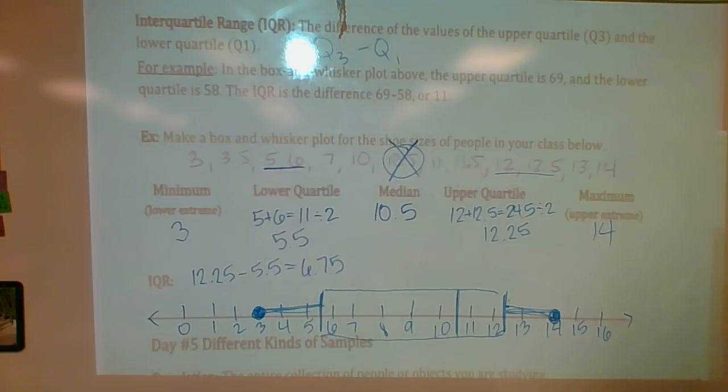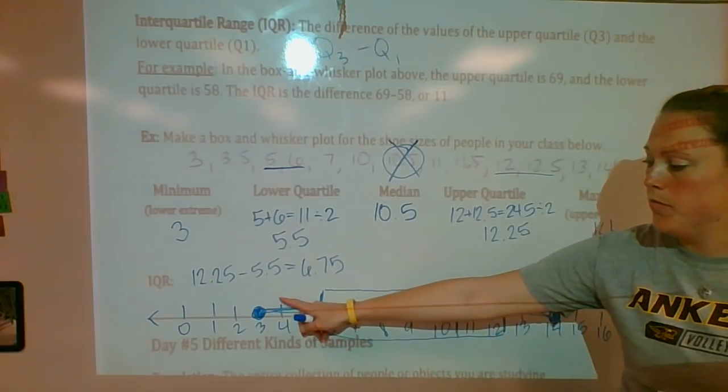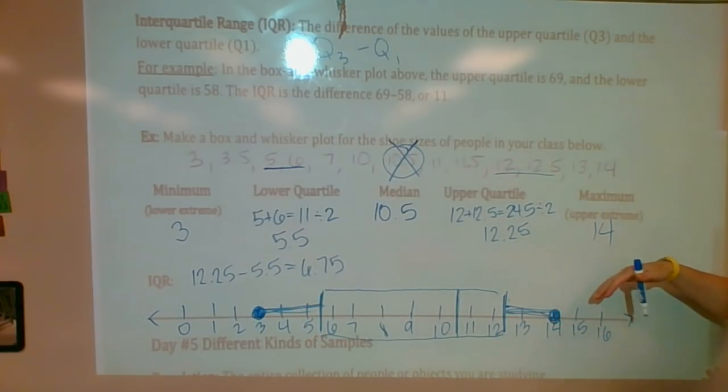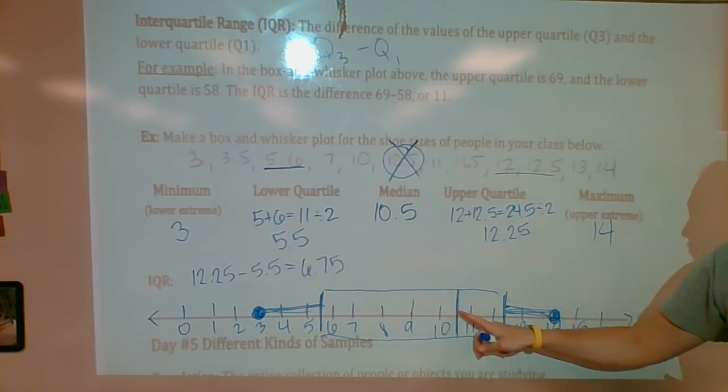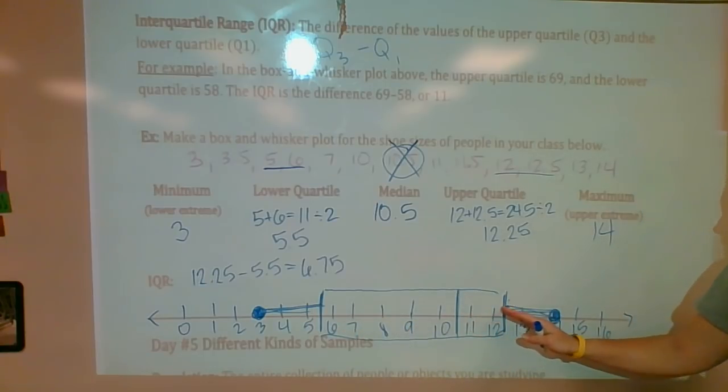When it comes to the project though, your conclusions are based on your box and whisker plot. So don't give specific details of certain people answering each one. If you're simply looking at the box and whisker plot, your conclusion is that 25% of the people answered here, 25% were in this quartile, 25% here, and 25% here as well.